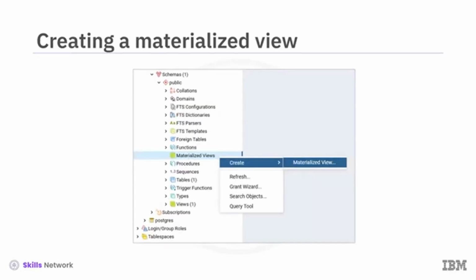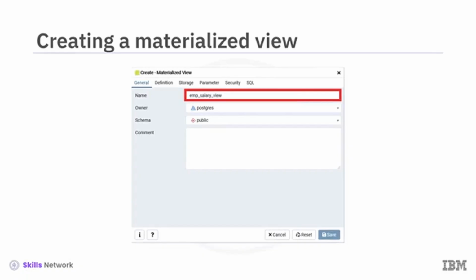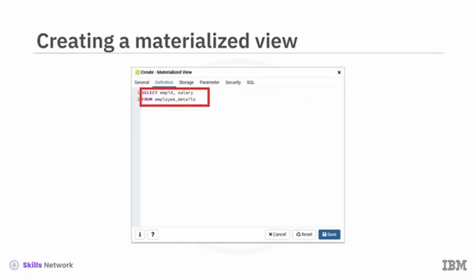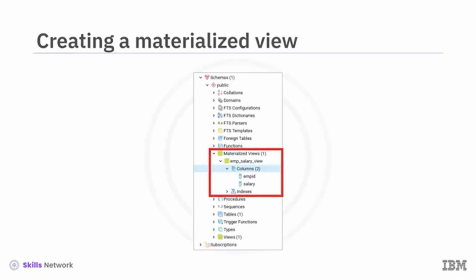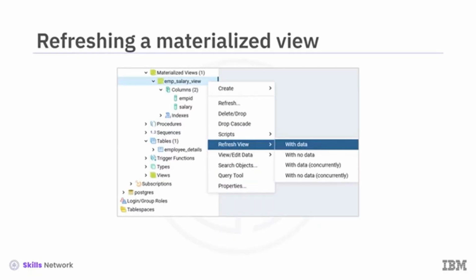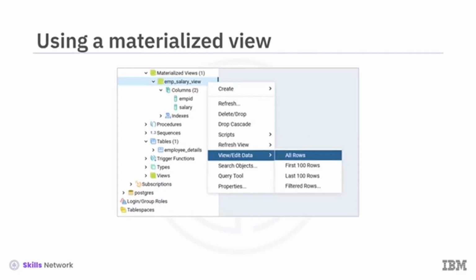Creating a materialized view is a similar process to creating a regular view, but you must ensure you start in the Materialized Views folder in the tree view. After entering the name for the view, on the Definition page, enter the code to define the view. This example includes just the employee ID and salary columns from the employee_details table to anonymize the salary information. Then click Save, and the materialized view is added to the folder. Because the view stores the data, before using it you need to refresh it with the current rows. And then, you can use the view to access the data it holds.